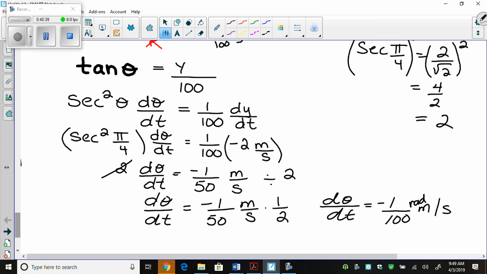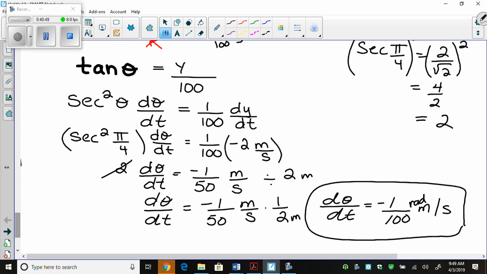And technically, you could say rads, meters per second. Oh, it'd be rads per second, not meters per second. This has a meter on it. Rads per second. That's one of the easier related rates, actually, because there's not a lot of extra stuff.